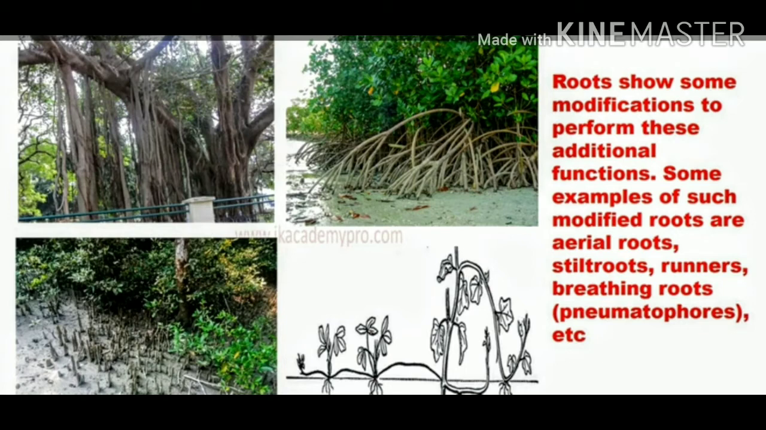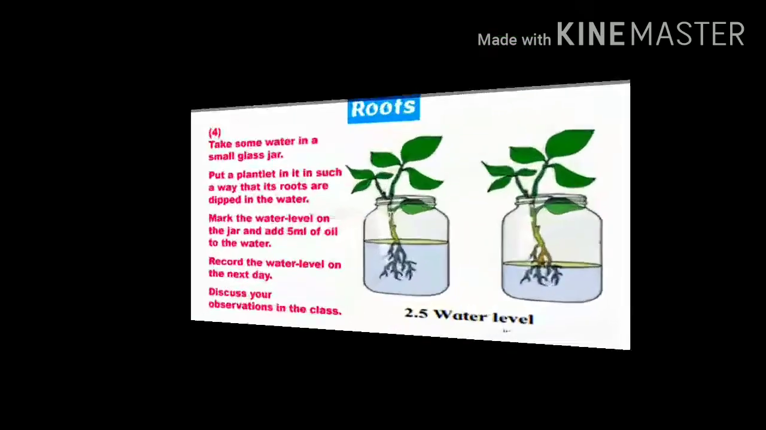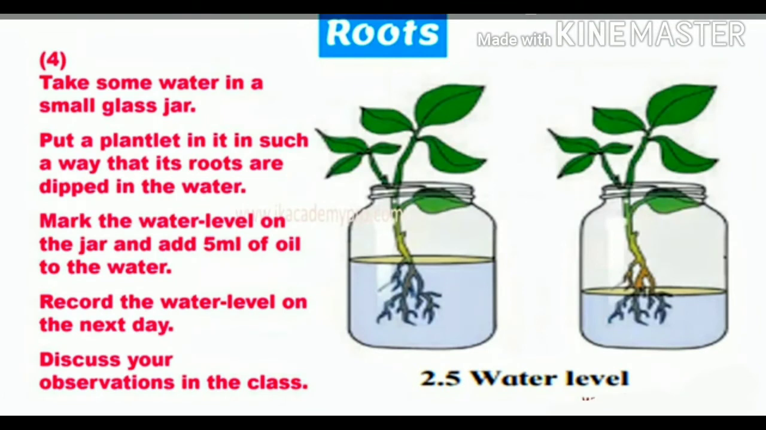Now students, let's do one more activity. Take some water in a small glass jar. Put a plantlet in it in such a way that its roots are deep in the water. Now plantlet means a small plant or a sapling.